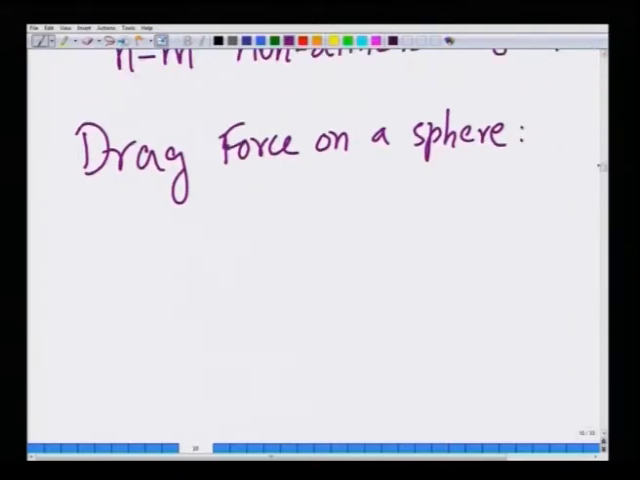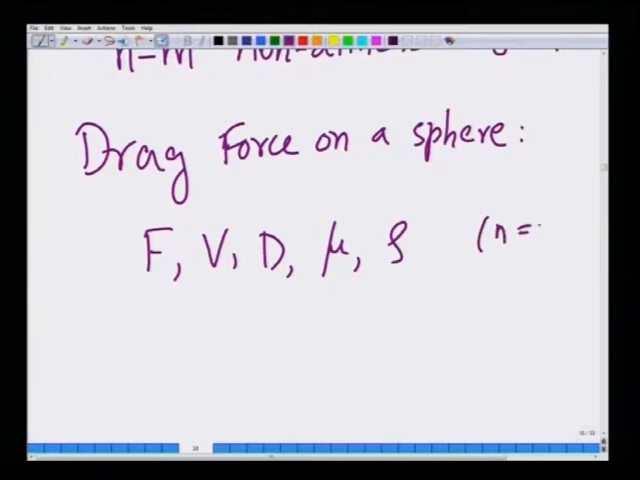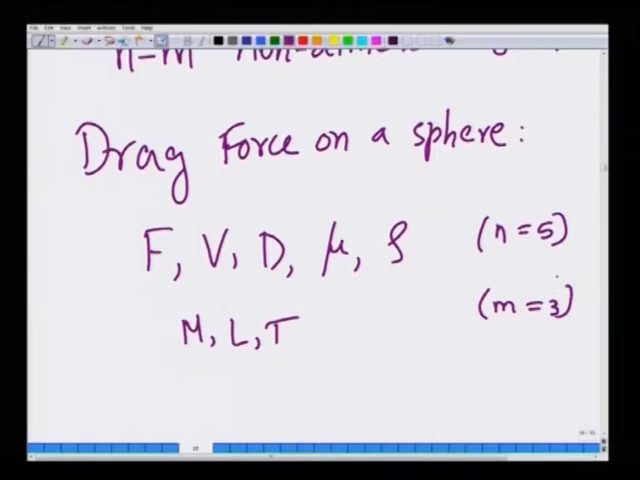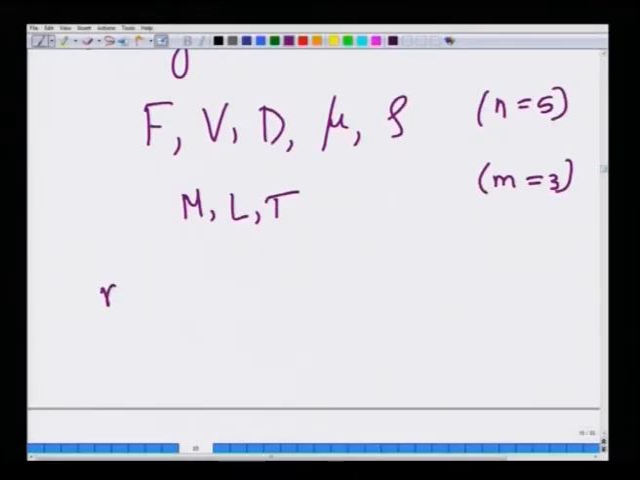The initial variables of the problem that we thought were relevant were the force, the velocity at which the sphere is moving, the diameter of the sphere, the viscosity of the fluid and the density of the fluid. There are 5 variables, and the fundamental dimensions contained in all these 5 variables are mass, length and time. So, m is 3. So, the Pi-Theorem says that there are 5 minus 3, which is 2 non-dimensional groups.